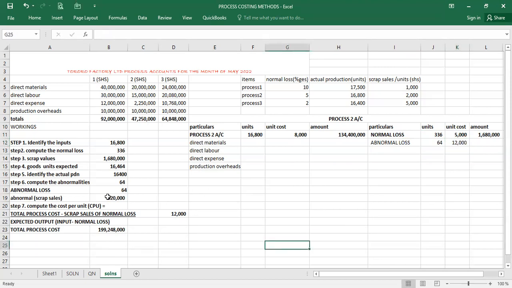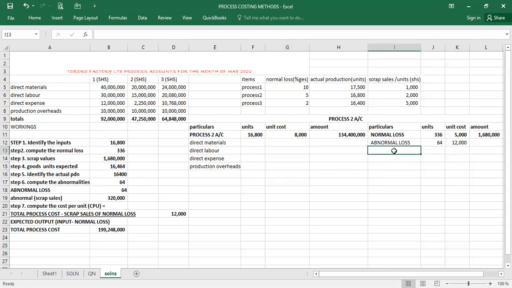The only way we are going to use this value is when you are preparing the abnormal loss accounts and the scrap sales. That's where we are going to be putting those figures, but they are not supposed to be put anywhere within these computations of the process. They are supposed to be put in their respective ledger accounts and in the profit and loss. That's where we are going to be adjusting them from.